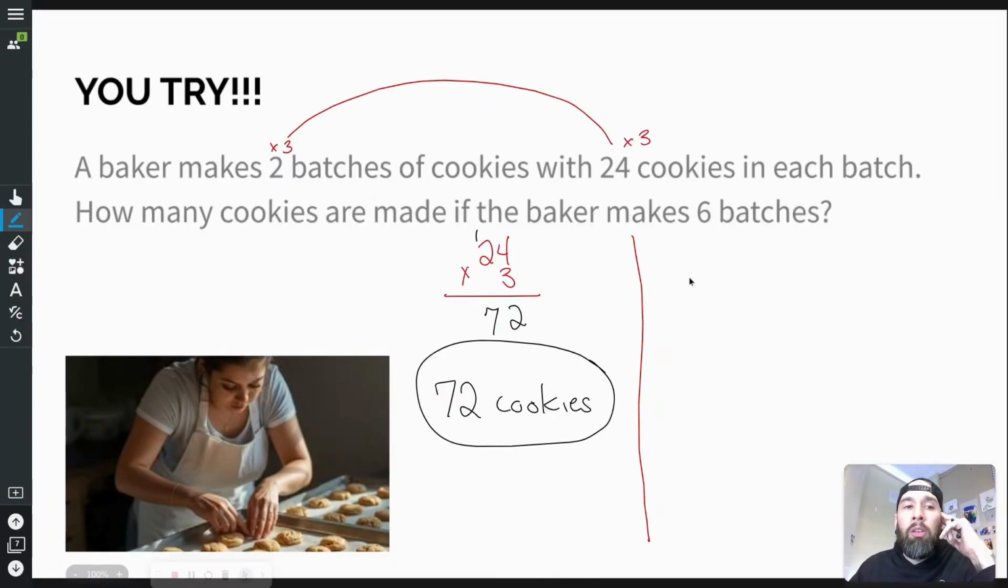Another way that you could do this is you could say, all right, well, if 2 batches of cookies makes 24, I can find how much is in each batch by doing 24 divided by 2.